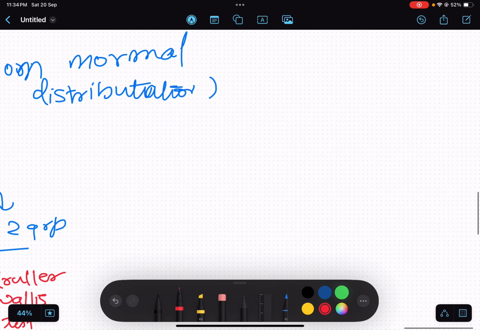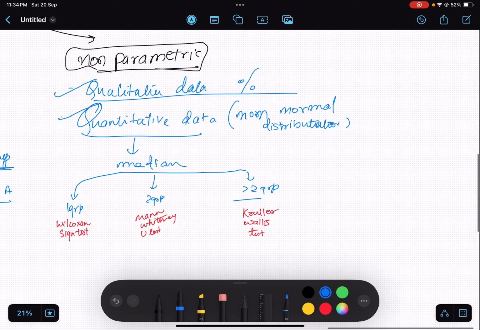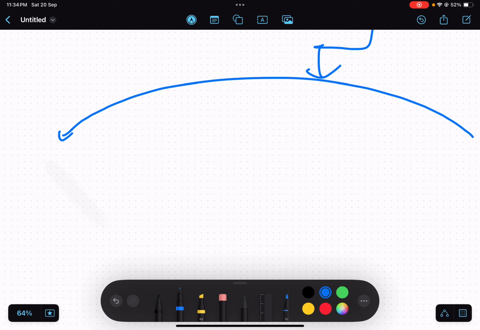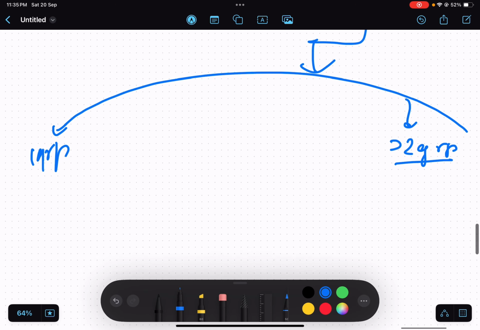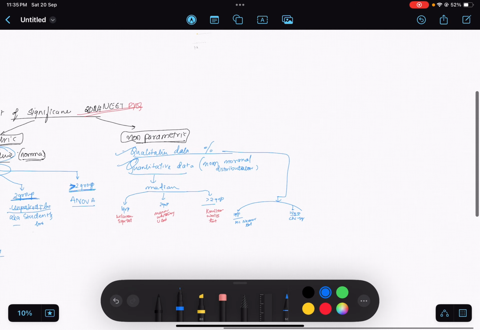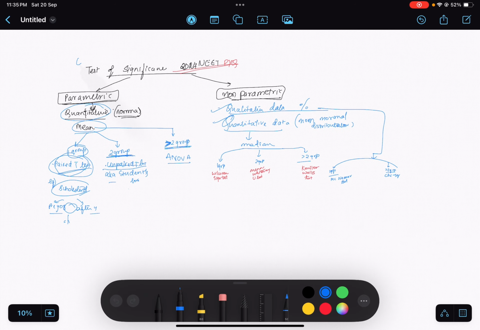Now if it is qualitative, for example percentage, the classification will be for one group and for more than two groups. For more than two groups of qualitative data it is going to be the chi-square test, and for one group it is the McNemar test. Just remember this flashcard, students. This one flashcard is a last minute revision topic before the exam. Please go through this flashcard.